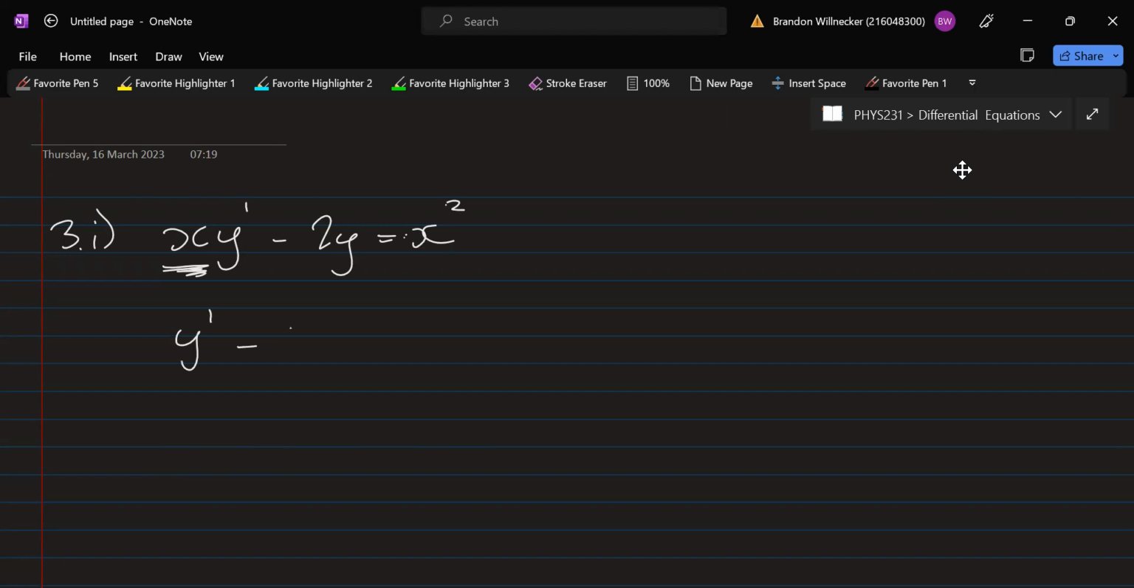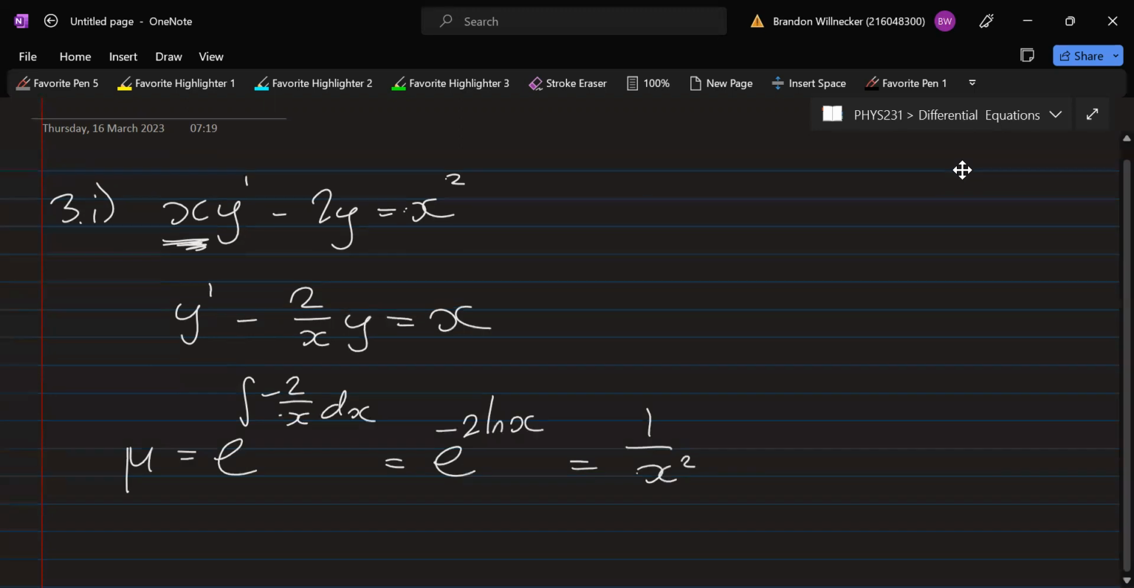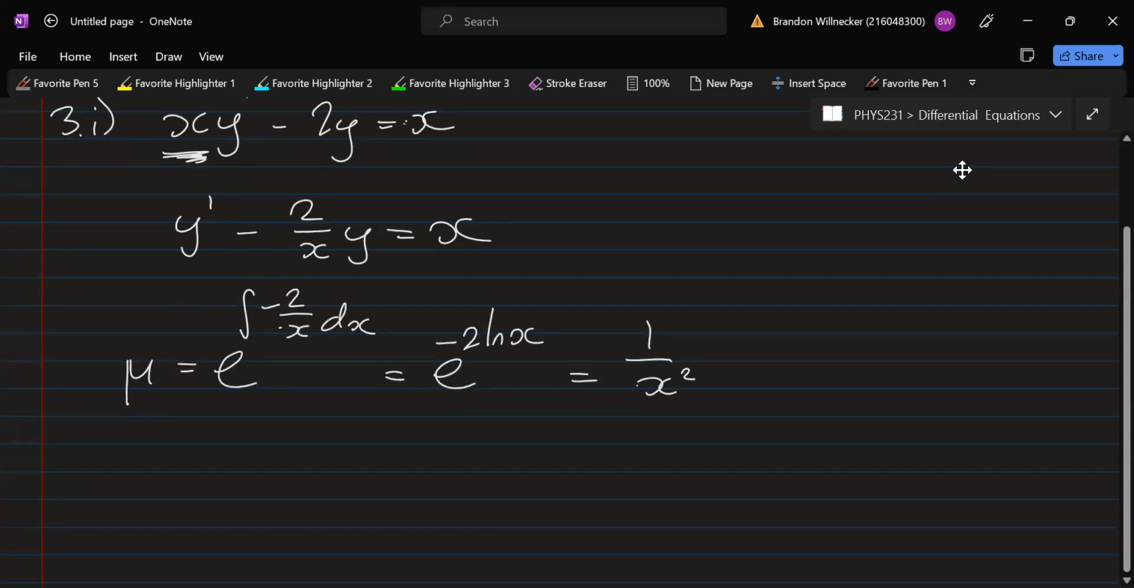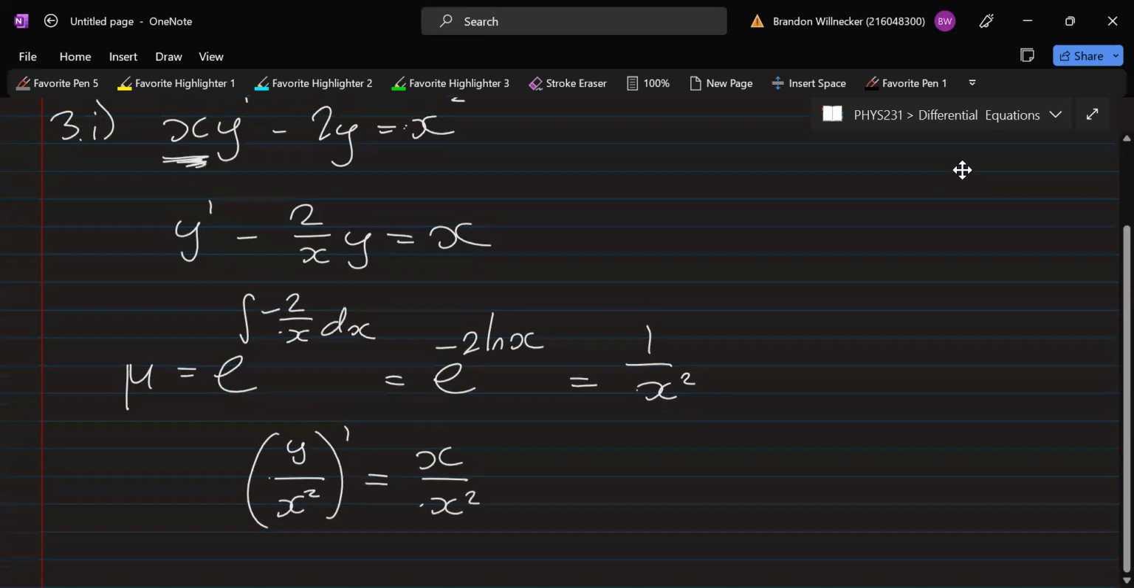So we have y prime minus 2 over x y is equal to x. Now we can find our integrating factor mu. So that's going to be e to the integral minus 2 over x dx. That will be e to the minus 2 natural log of x. But we can write that as 1 over x squared. So that is our integrating factor, which means we can rewrite this equation as y over x squared prime is equal to x over x squared, or just 1 over x.